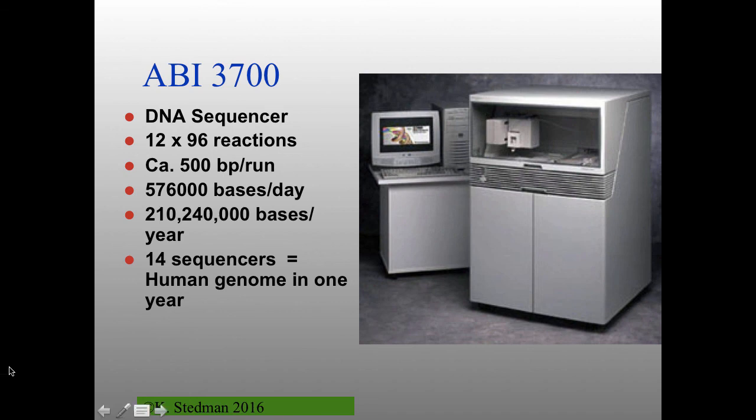How can you do the human genome if you're doing it 500 base pairs at a time? How many billion bases do you need to get through if just doing a haploid? 3 billion. Haploid is 3 billion. So you have to do a whole bunch of them.